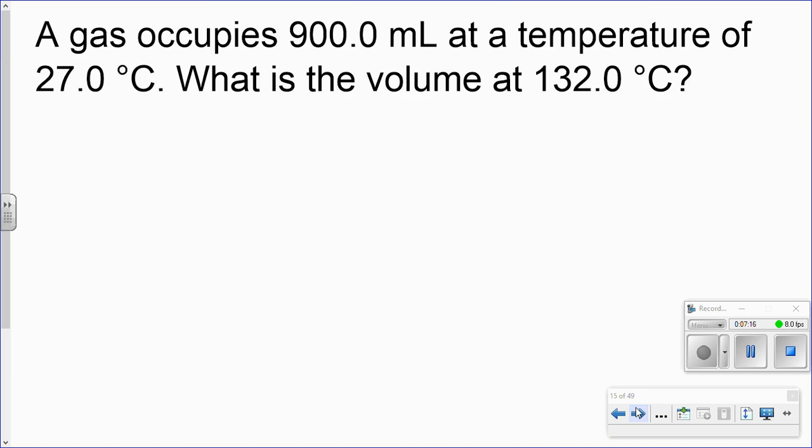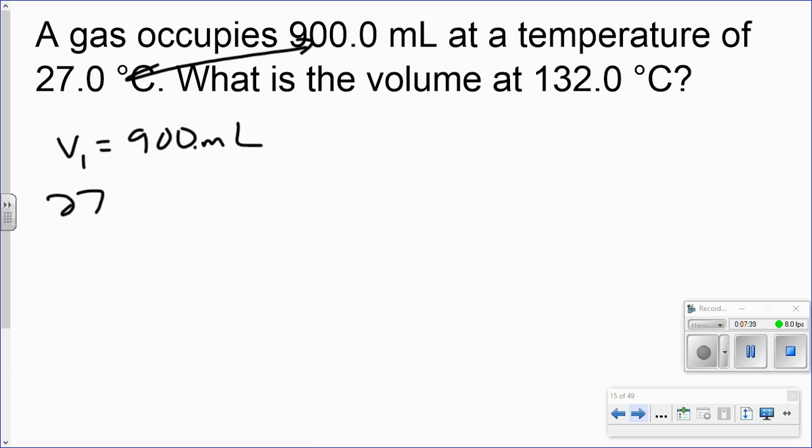Okay, one problem with Charles' law. Let's do a problem with Charles' law. So it says a gas occupies 900 milliliters at a temperature of 27 degrees Celsius. What's the new volume at 132 degrees Celsius? So we have these two go together. Okay, so 900 milliliters is our V1.